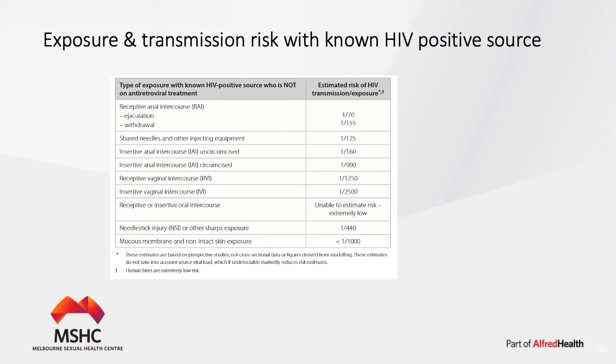Okay? Basically, if someone is having condomless receptive or insertive oral sex, the risk is extremely low. Then the needle syringe injury or other sharps exposure is about 1 in 440. And then the risk with mucous membranes or non-intact skin exposure is less than 1 in 1,000. We know that human bites are extremely low. These estimates are based on prospective studies, not figures derived from modeling. These estimates do not take into account viral load, which, if undetectable, markedly reduces risk estimates because U equals U.